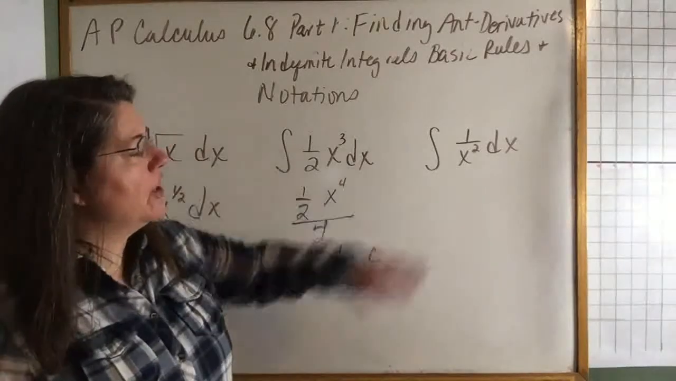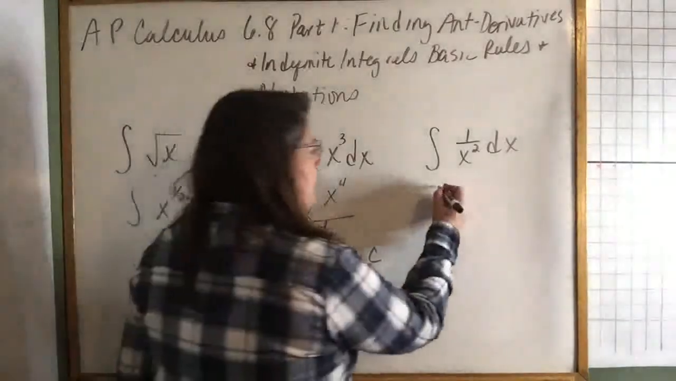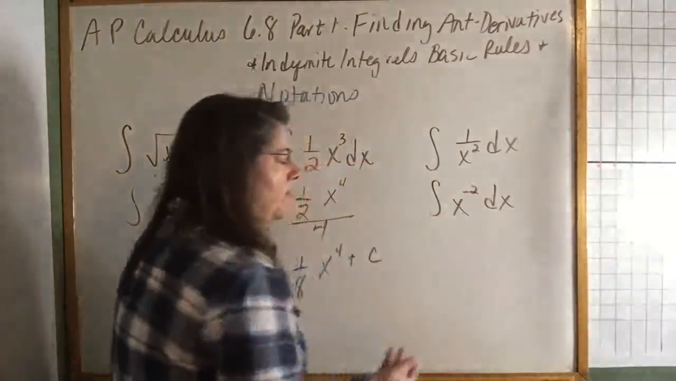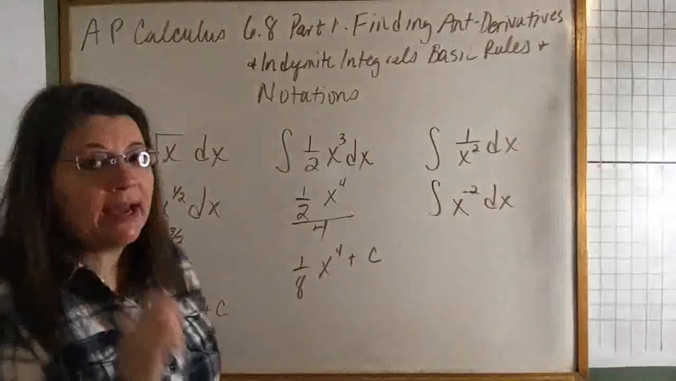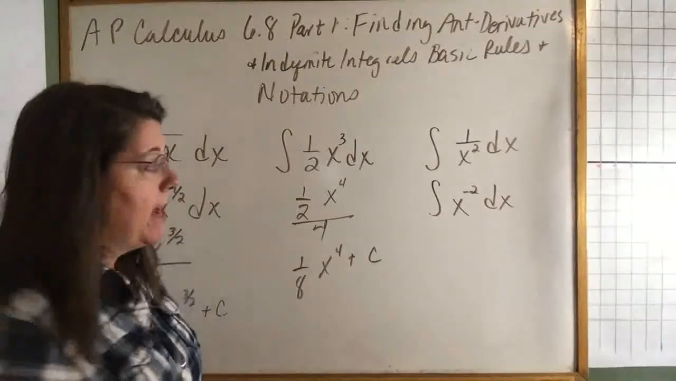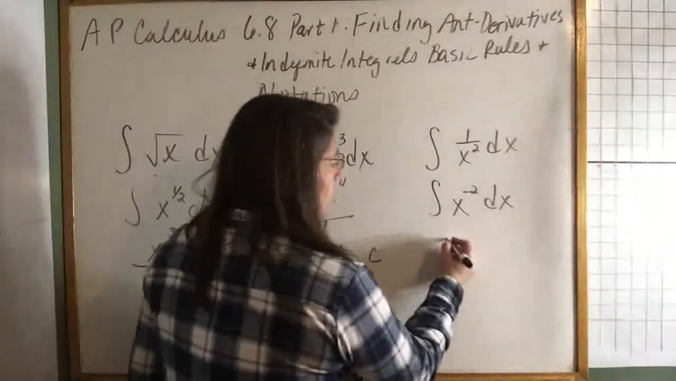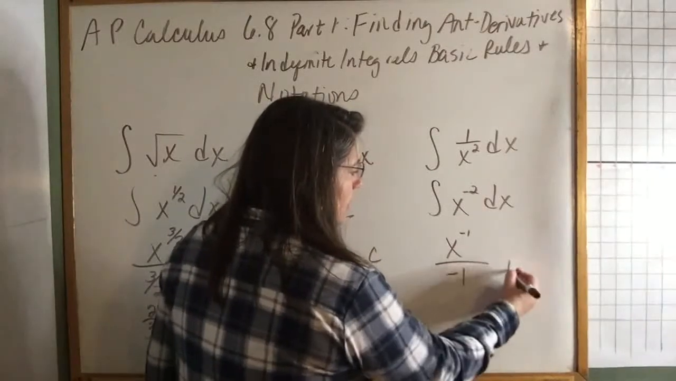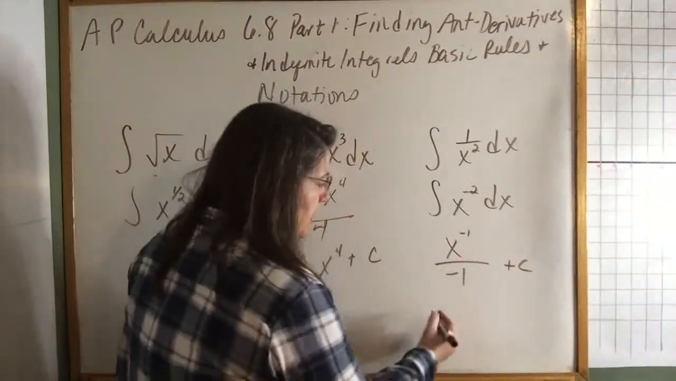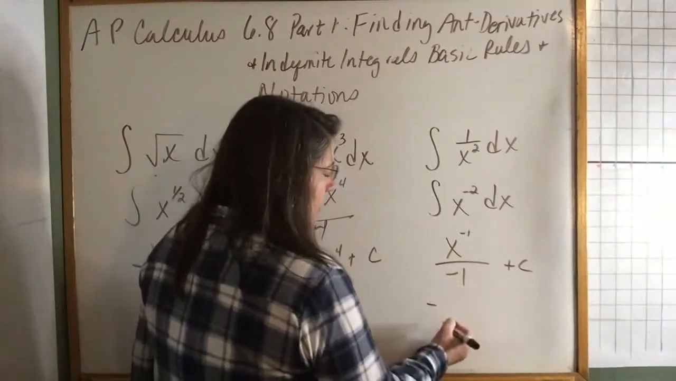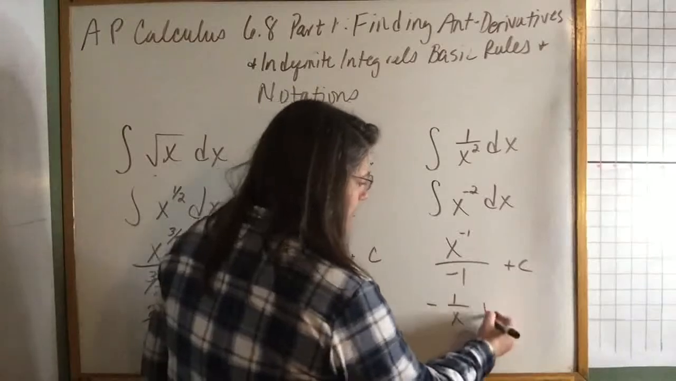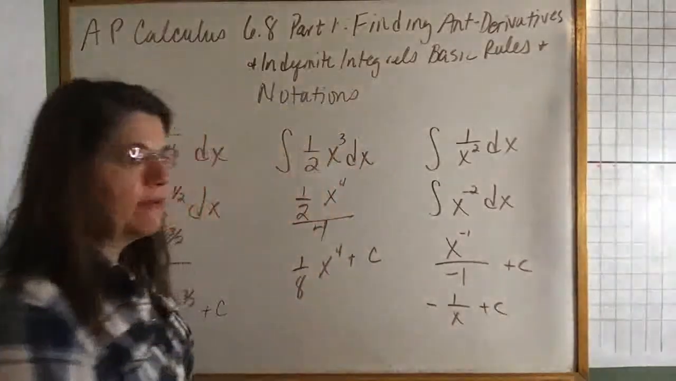Here's another one where you're going to have to rewrite it. I can rewrite that to x to the negative 2 dx. I'm going to follow the same rule. I'm going to add 1 to my exponent and then divide by my new exponent. So that would be x to the negative 2 plus 1 is negative 1 over negative 1 plus c. So that would be negative 1, and then x to the negative 1 is 1 over x. So that's negative 1 over x plus c for my final answer.